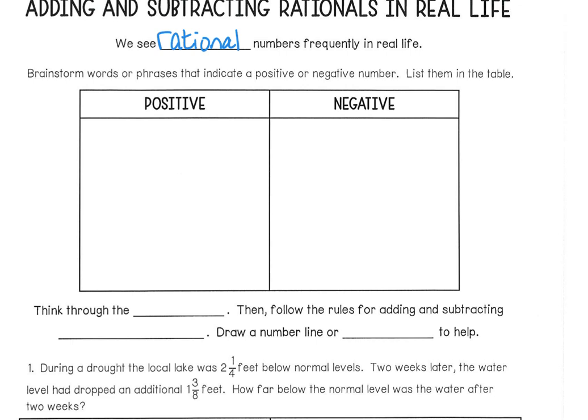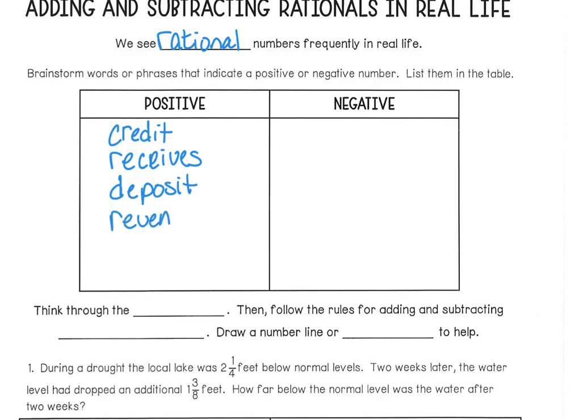So feel free to write some down now while you're thinking about it, but I will start going over some positives. So if you have a credit, that's a positive. If you receive money, that's a positive, or receives. If you deposit money into your bank, that's a positive. Revenue is making money. That's a positive.